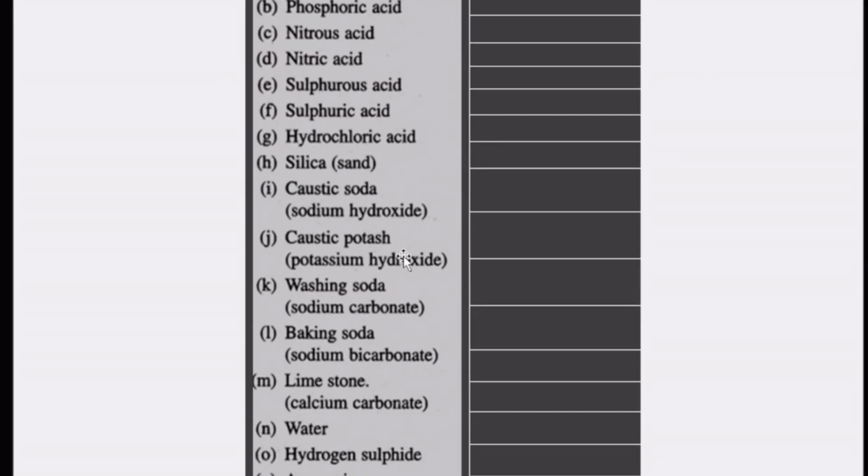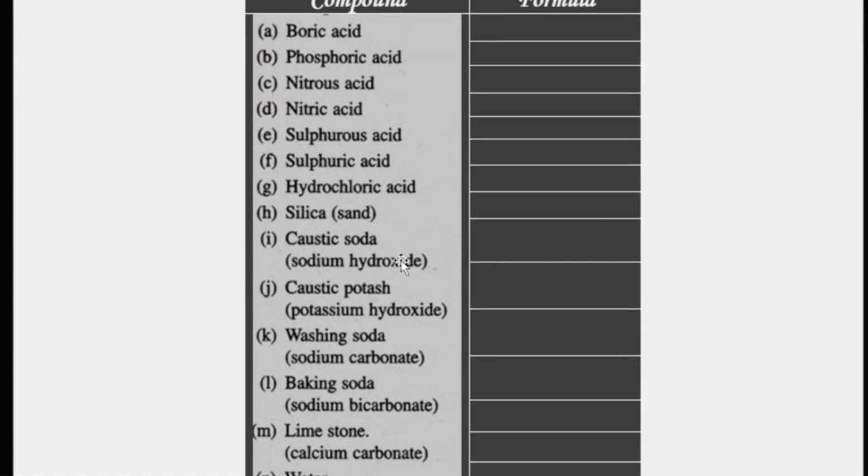Now the second question, match the following. The first compound is boric acid, and from the options we have to choose the formula for boric acid. The formula for boric acid is H3BO3. Then comes phosphoric acid. It is H3PO4.